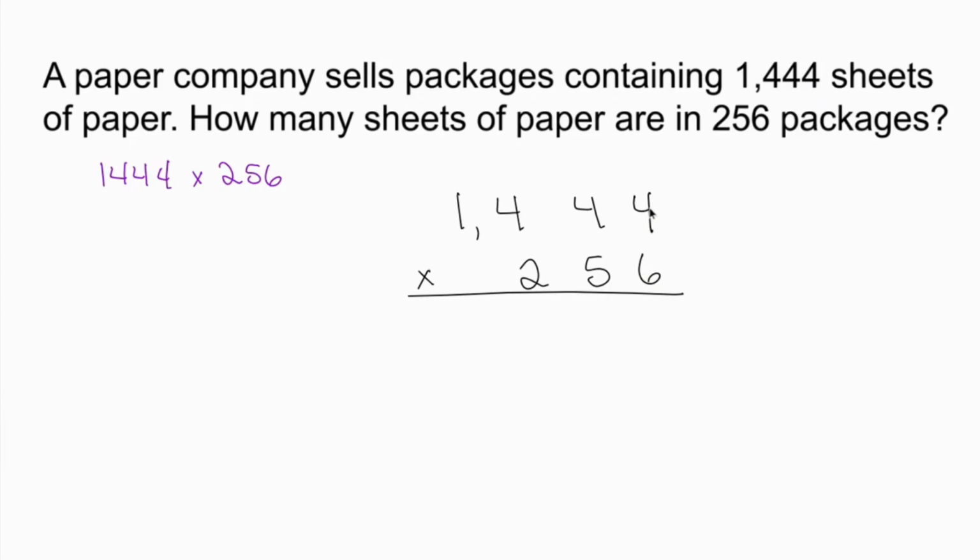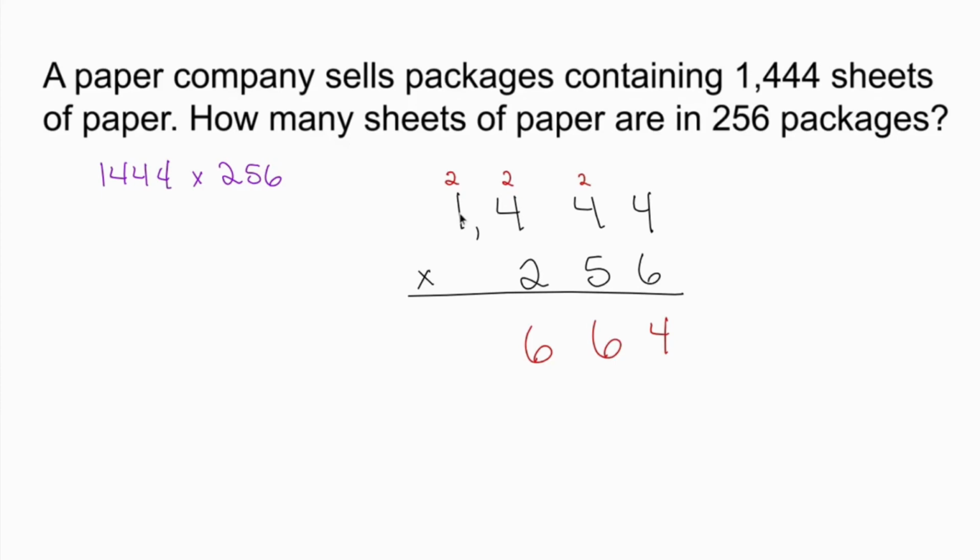Multiply that to every number up here going right to left, knowing you're probably going to have to carry over. So 6 times 4 is 24. Write out 4, carry over a 2. 6 times 4 is 24. 24 plus 2 is 26. Write out a 6, carry over a 2. 6 times 4 is 24. 24 plus 2 is 26. Write out a 6, carry over a 2.